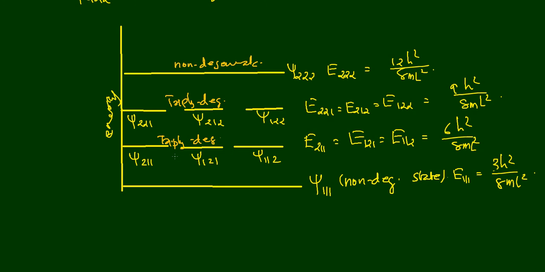These are the quantum mechanical states for which the energy is the same. Okay, in the case of degenerate states, the states will have different wave functions, but they will have the same energy value. So you can call them degenerate states.